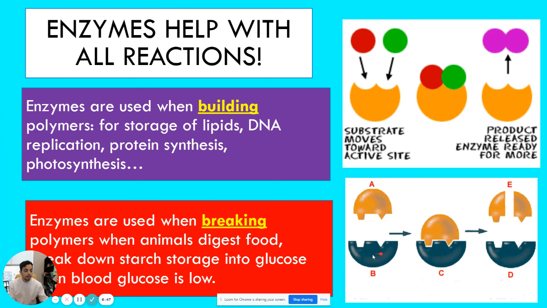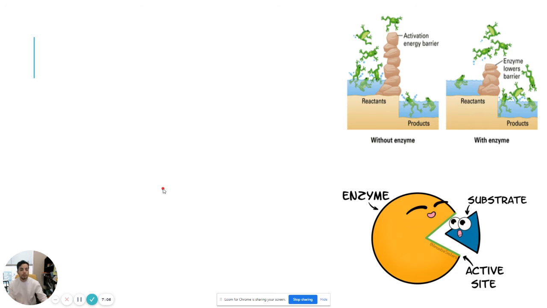Same thing for breaking. We have the enzyme, we have the substrate. Substrate binds to the active site, and then we break the product. So these pictures are really helpful for thinking about making or breaking something when you're talking about enzymes. Okay, so we are going to talk about what else proteins or enzymes do, something a little bit more specific.